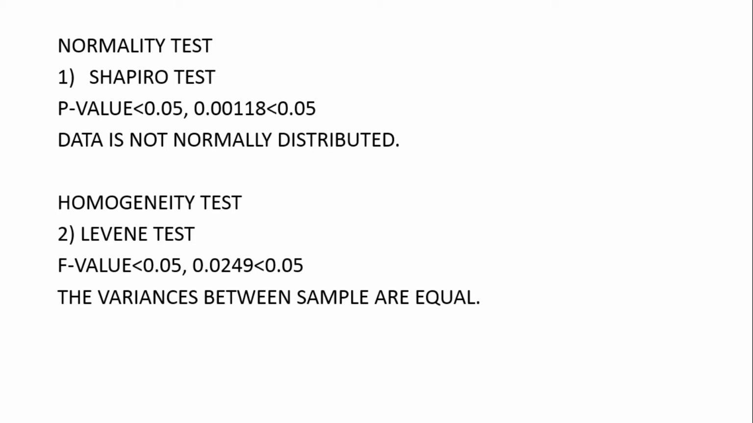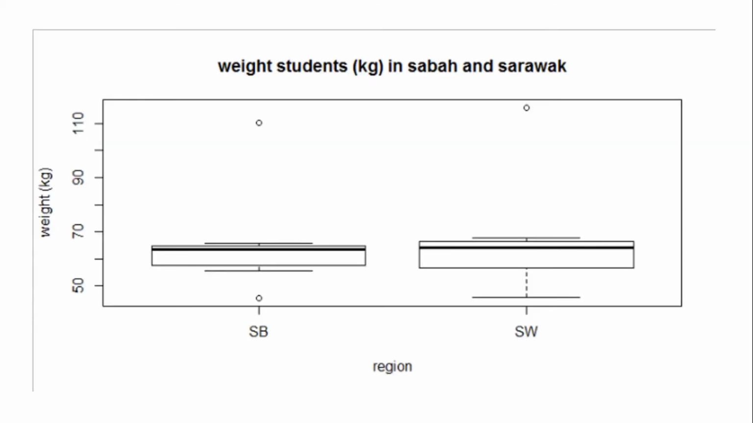While I did the homogeneity test, which is the Levene test, the F value is 0.0249, which is smaller than 0.05, so the variance between samples is not equal. This is the box plot that I have done in RStudio.